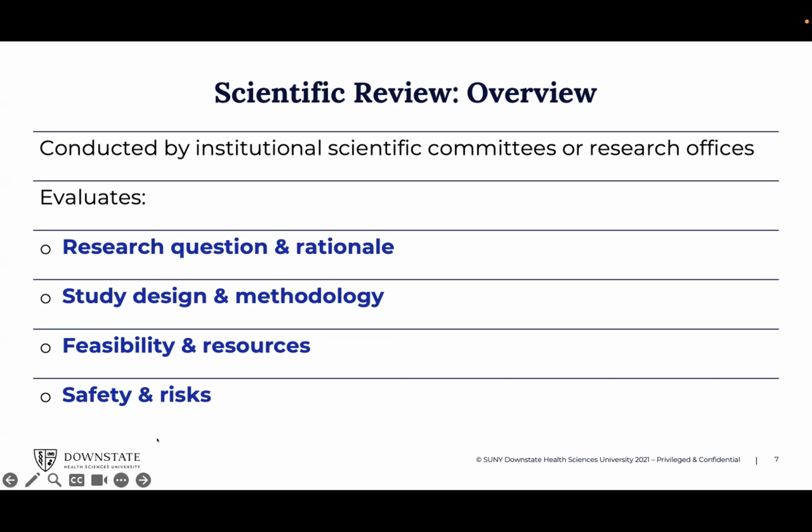And then finally, thinking about safety and risk. Safety and risk is considered in two places, both the scientific review as well as the ethical review, because safety and risk are paramount to making sure that we do no harm to our participants.